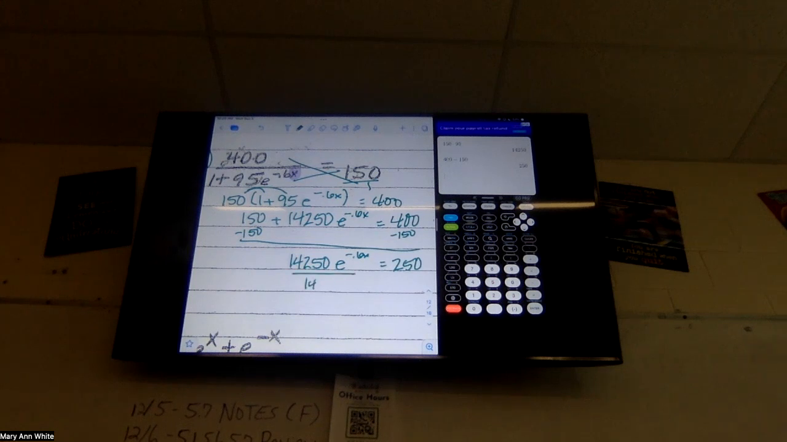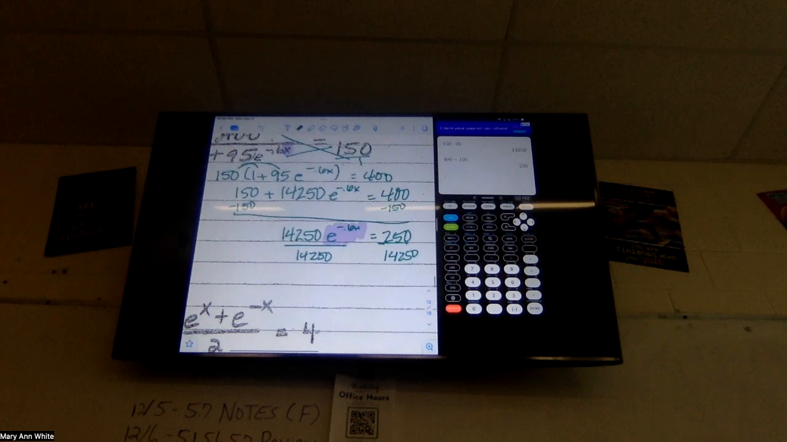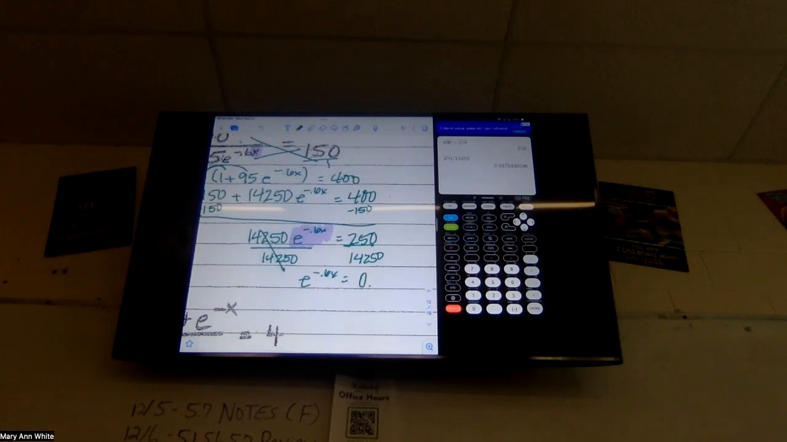Because, just like we were doing before, we're trying to get the number raised to the exponent all by itself. Now, normally when we divide numbers like this, I really want you to keep it a fraction. This one, we're going to have to do e to some power in a little bit, so I don't mind that it becomes a decimal. 250 divided by 14,250, which is 0.01754.